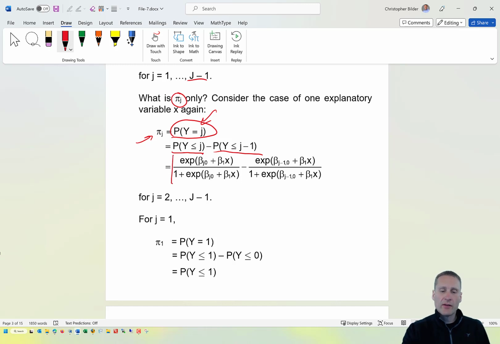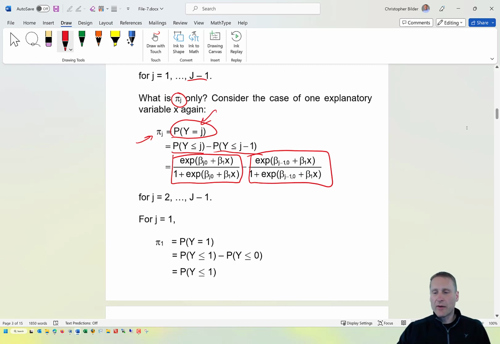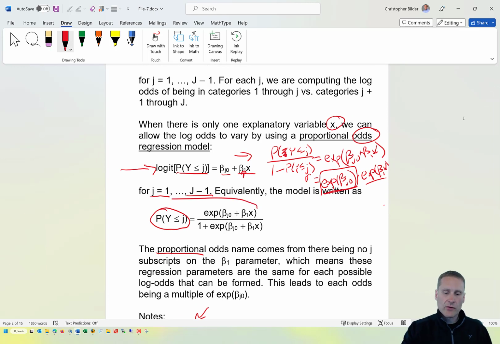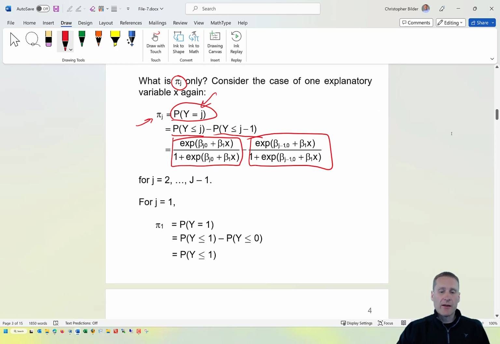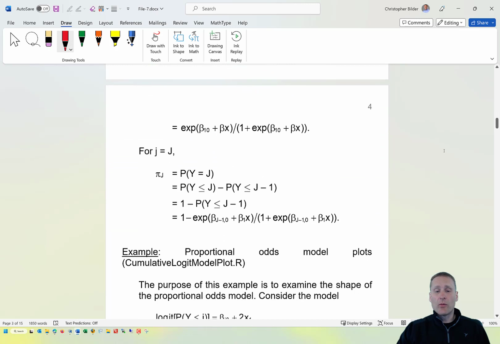Well, what are these cumulative probabilities? Well, go back to your model, just from what we saw before, and let's just go back there to make sure you see that. Just go back to your model and write it out in terms of category j or category j minus 1. And so that's how you can find pi sub little j. But note that this is for 2 all the way up to capital J minus 1. So then what is it for j equal 1? Well, that means pi sub 1, or the probability that y is equal to 1. Write it out just like I did here: the probability y is less than or equal to 1 minus the probability y is less than or equal to 0. Well, we don't have a category 0. We can't be less than that. So that probability has to be 0. And so you're just left with the probability y is less than or equal to 1.